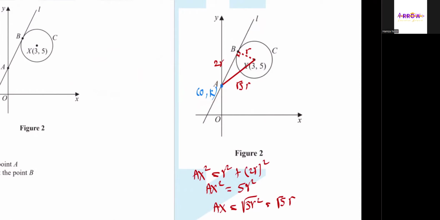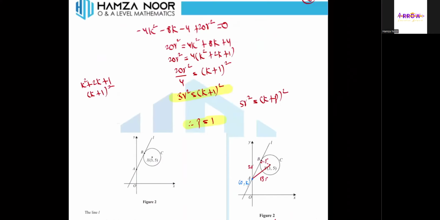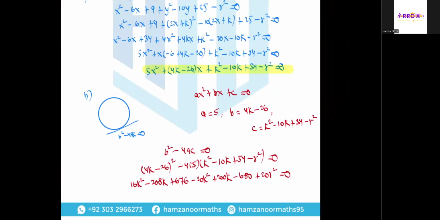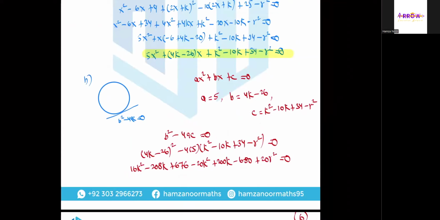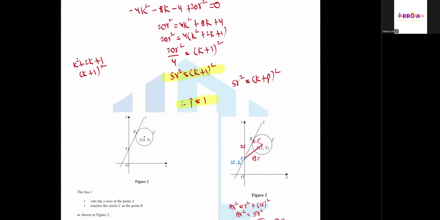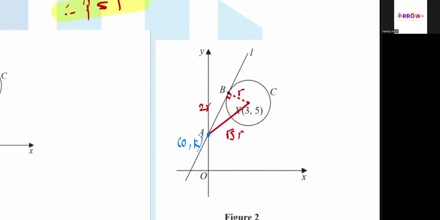So what you need to understand is that the equation which you have shown in part B over here, that 5r square is equal to k plus 1 whole square, how have you obtained this equation? You have obtained this equation by considering the fact that line L will basically just touch the circle at point B.